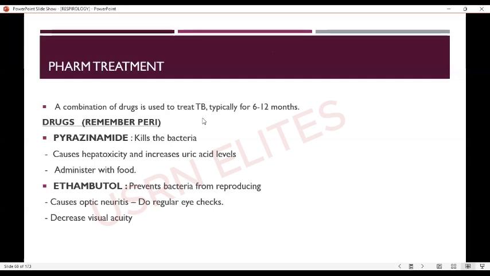So if you are diagnosed with TB, it's not easy. Imagine a whole year. You are taking a drug for a whole year. It's not easy at all.